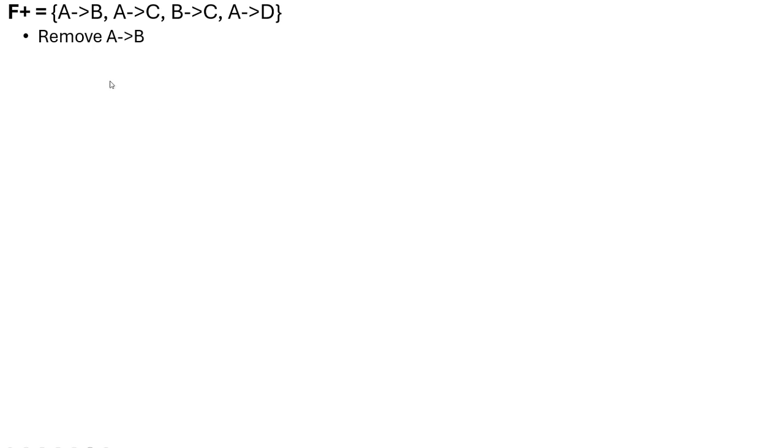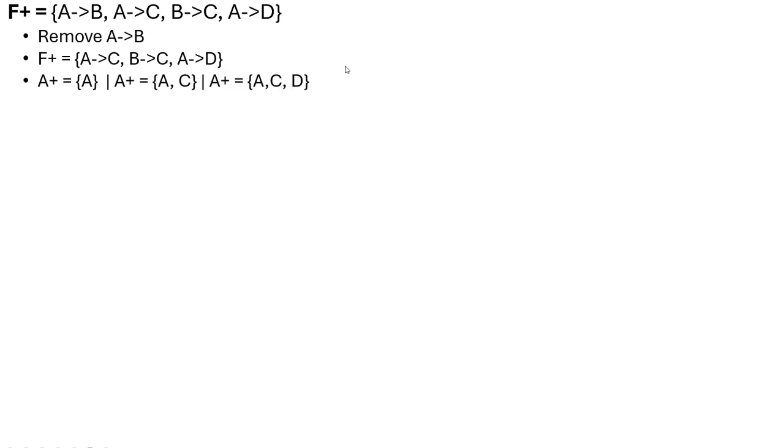So the first step you can do is say, all right, I'm going to cross out A implies B, and I'm creating this new functional dependency list: A implies C, B implies C, and A implies D. After I calculated this, I'm just going to calculate the closure of A here. And what we can see is that our closure of A can calculate itself, it can calculate C, A implies C, and it can also calculate D.